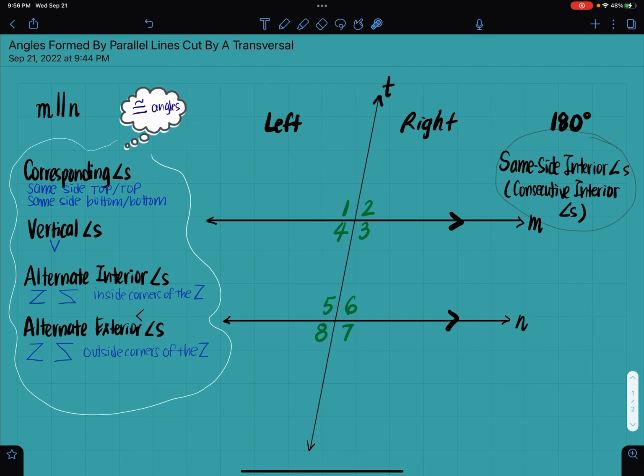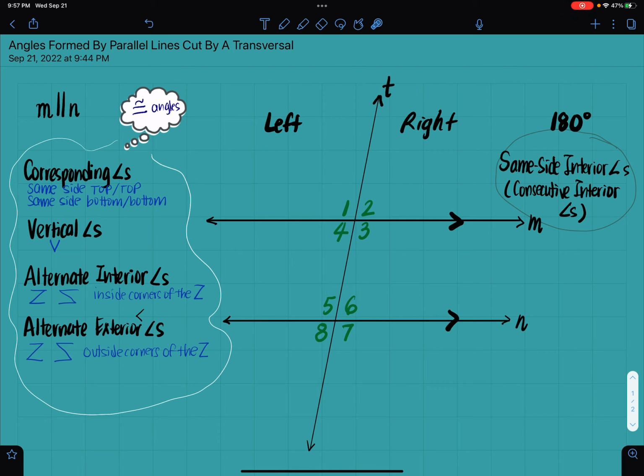Now let's think about vertical angles. So when you hear the word vertical, I want you to think of vertical V. So if you look over here, do you see how this angle 2 is like in the shape of a V? And vertical angles kiss at the vertex. So it's two V's that kiss at the vertex. So angle 2 is vertical to angle 4. Angle 1 is vertical to angle 3. Angle 5 is vertical to angle 7, and angle 6 is vertical to angle 8.